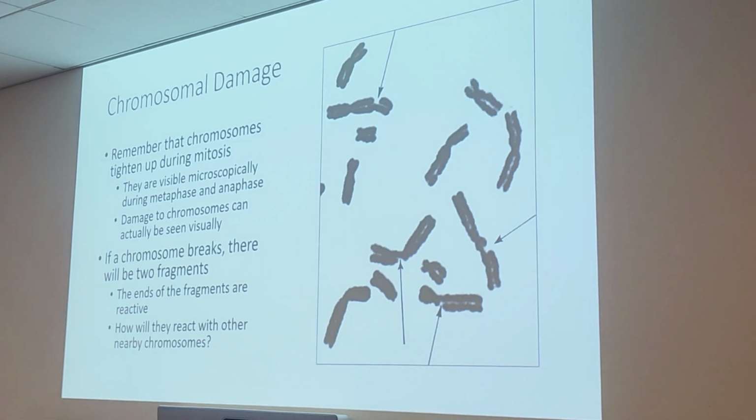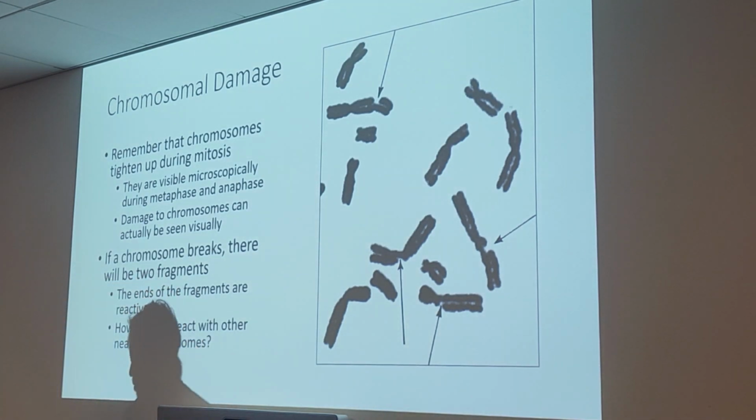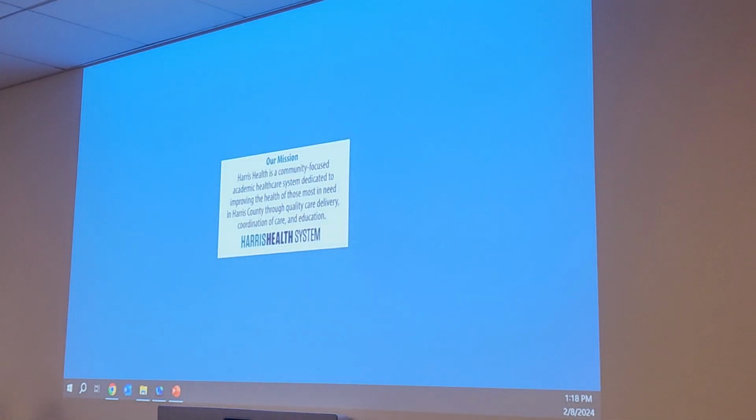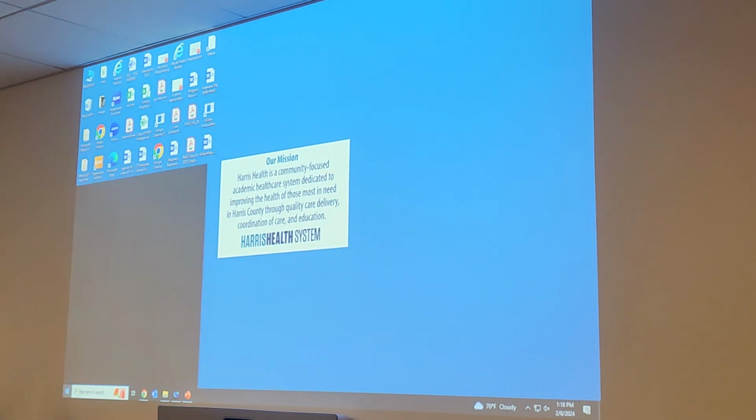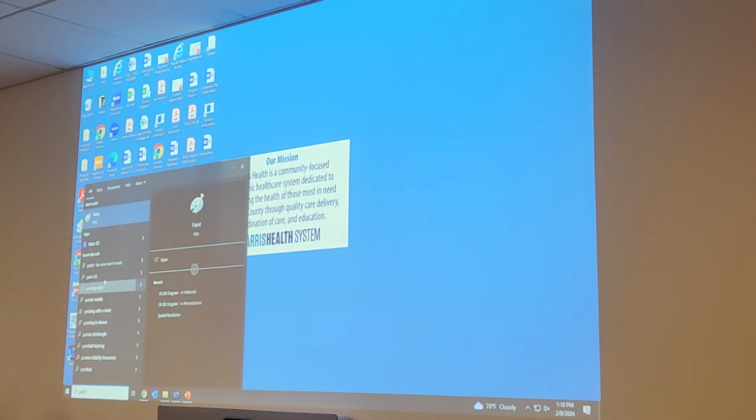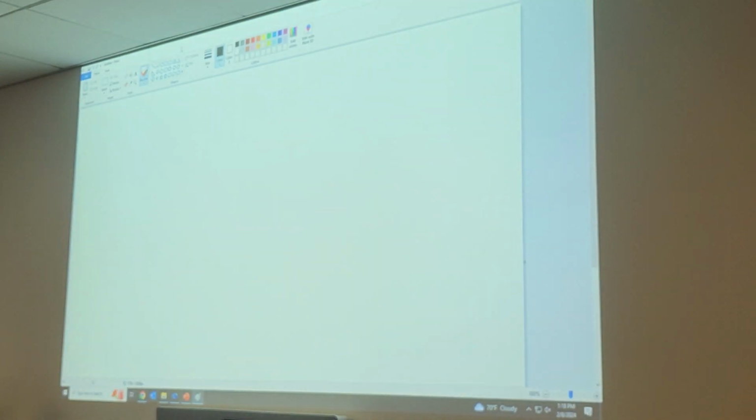All right. Very good. So, very good G2 or very good S? Explanation. I am going to create a chromosome. All right. Here's one part of my chromosome. Here's the centromere of my chromosome. And then here's the other part of my chromosome. All right. There's my chromosome.